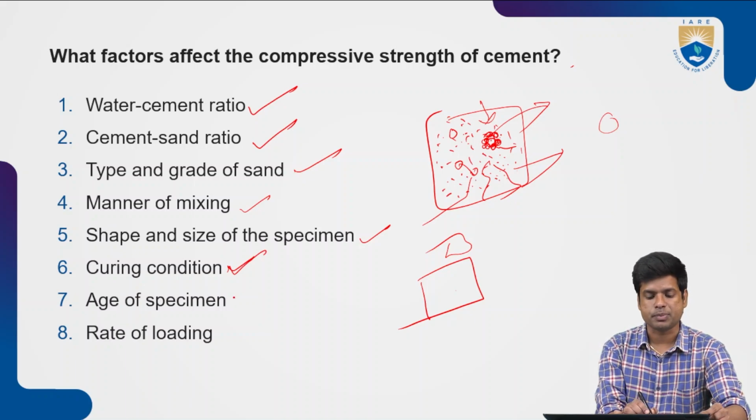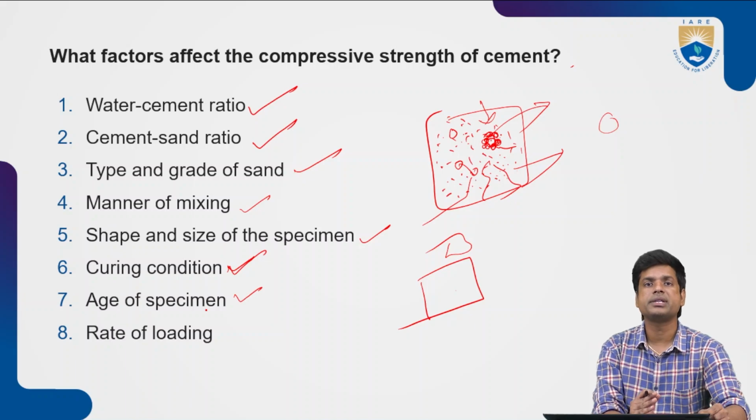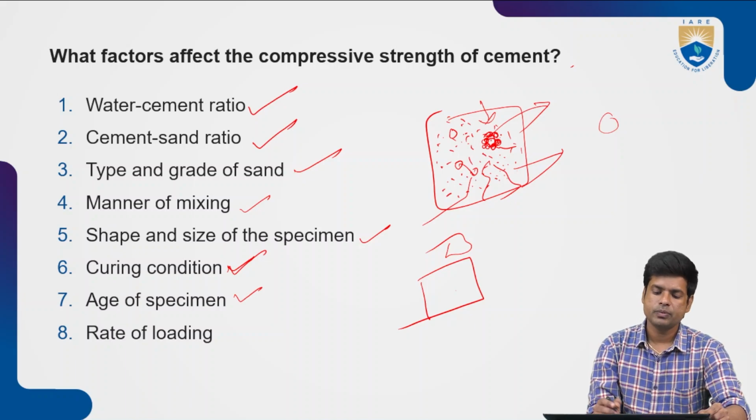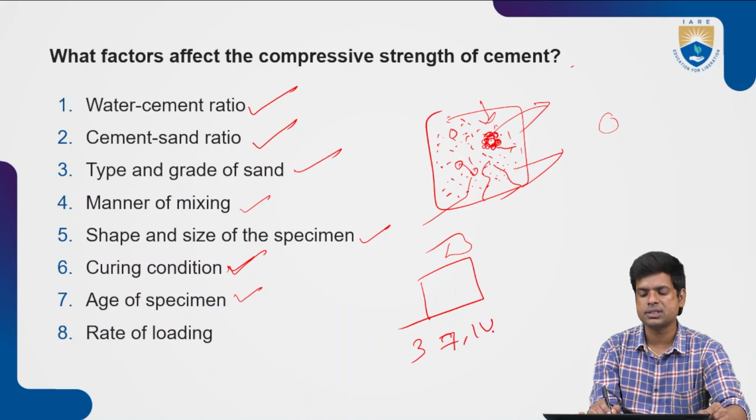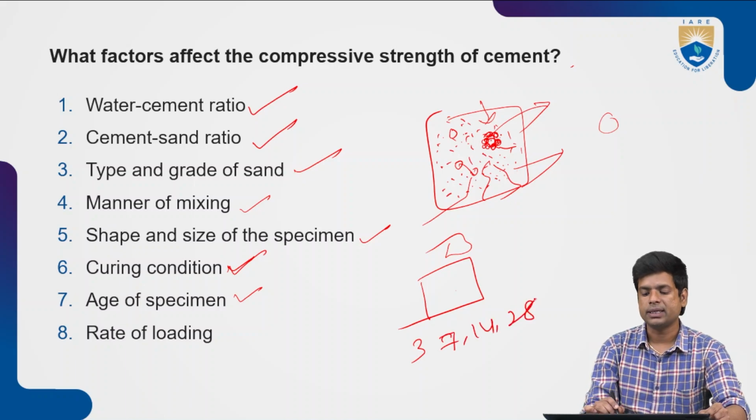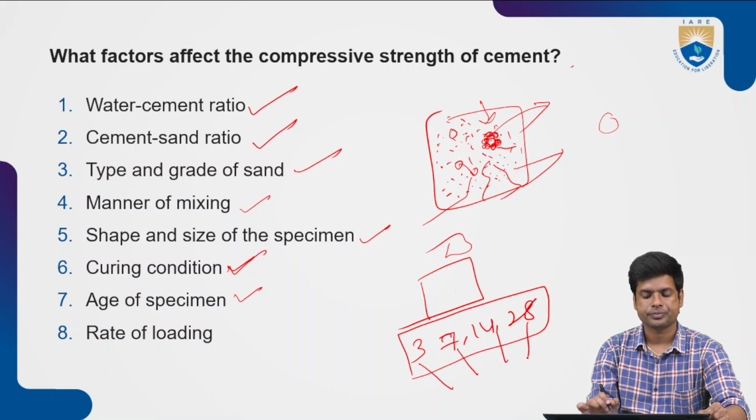And next one, age of the specimen. At what age are you testing the specimen? We have different curing periods like 3 days, 7 days, 14 days and 28 days. Depending upon the time, we are going to test the cement cube and test the compressive strength.